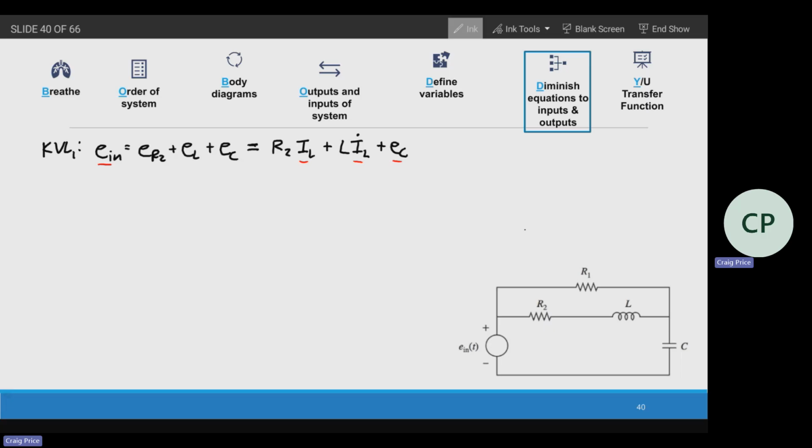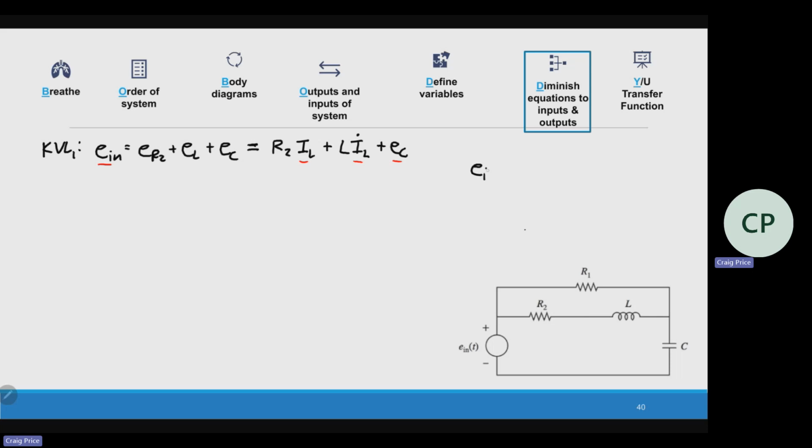The only thing I'd want to do is rearrange this. Look, this is an output variable, this is an output variable. But in this case, the output is IL, the inductor current. Everything else is going to go on the other side. So we can just say that EN minus EC, capacitor voltage, is equal to L IL dot plus R2 IL. That's a good first equation.